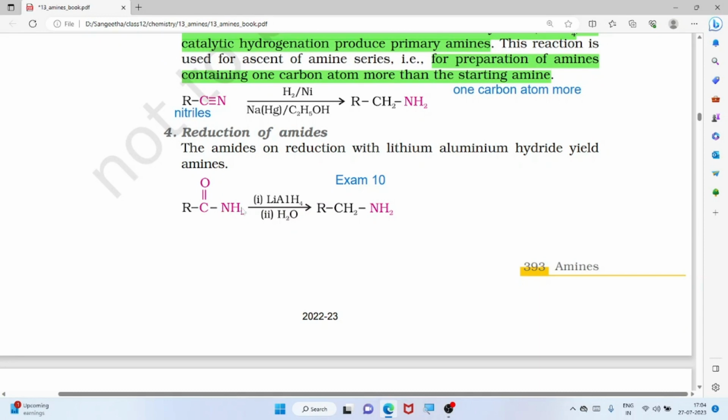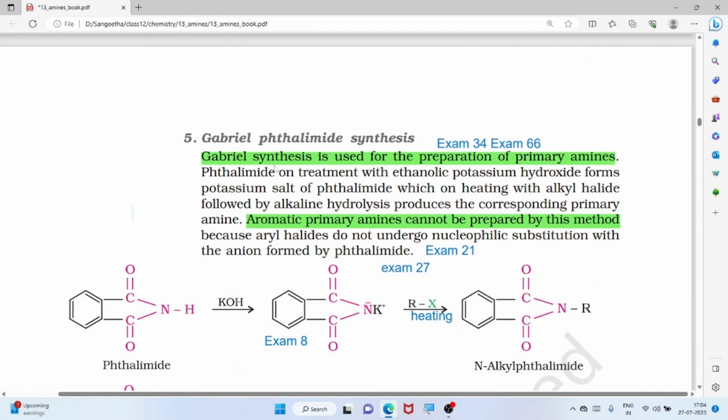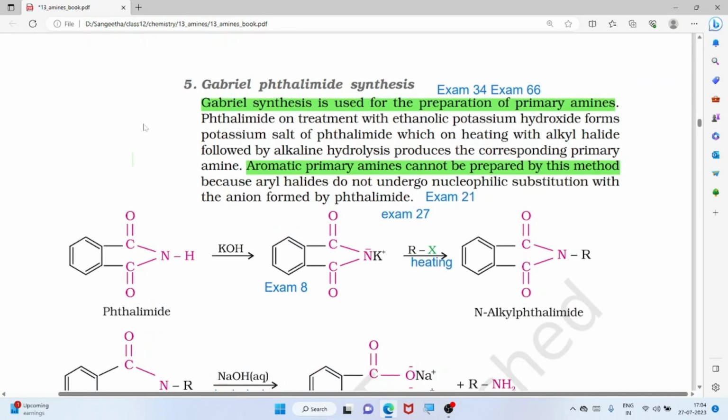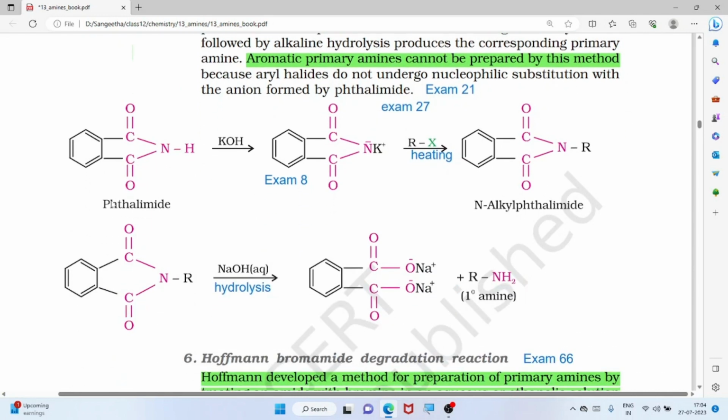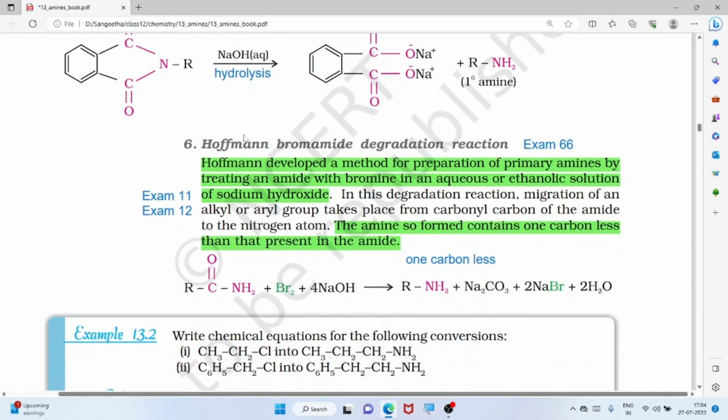Reduction of amides. This is the Gabriel phthalimide synthesis. It is only for the synthesis of primary amines. Aromatic primary amines cannot be prepared by this method. Only alkyl primary amines can be prepared by this method. Phthalimide with KOH, on heating, gives this product. Then on hydrolysis we get the amine, a primary amine, only an alkyl primary amine.